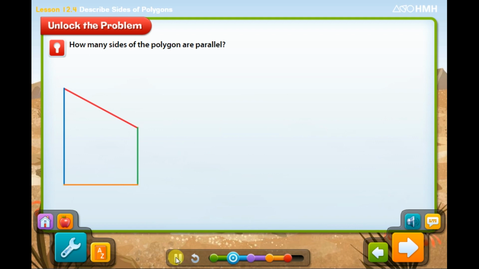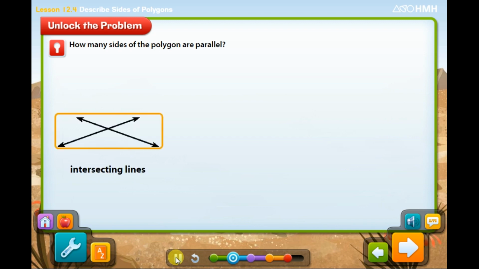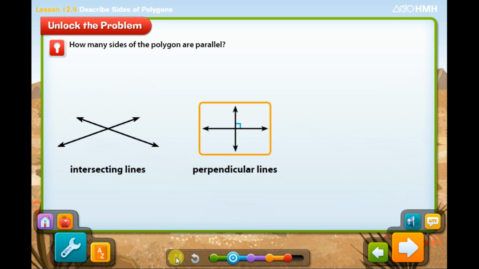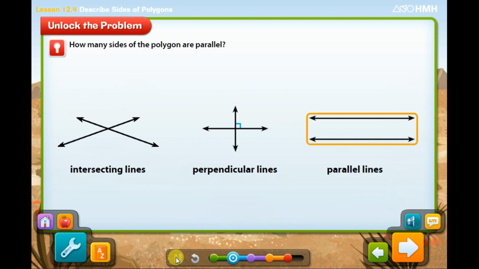Now, let's look at the types of line segments a shape can have as sides. Intersecting lines are lines that cross or meet. Intersecting lines form angles. Perpendicular lines are intersecting lines that cross or meet to form right angles. Parallel lines are lines that appear to never cross or meet.